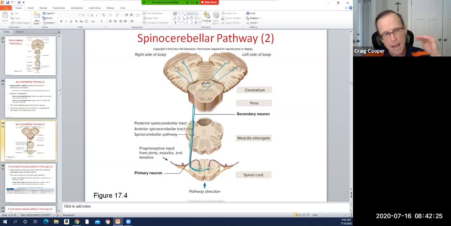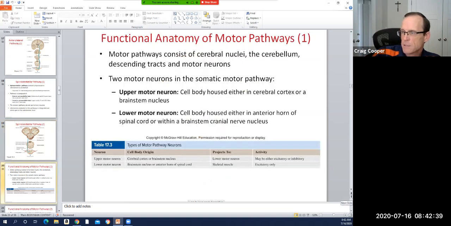And then the cerebellum is going to have additional connections up to the cerebrum to try and influence the motor plan that we're going to execute. So only 2 neurons in that spinocerebellar, but 3 neurons in the other sensory pathways. Now, when we look at motor pathways, those descending pathways, we only have 2 neurons.